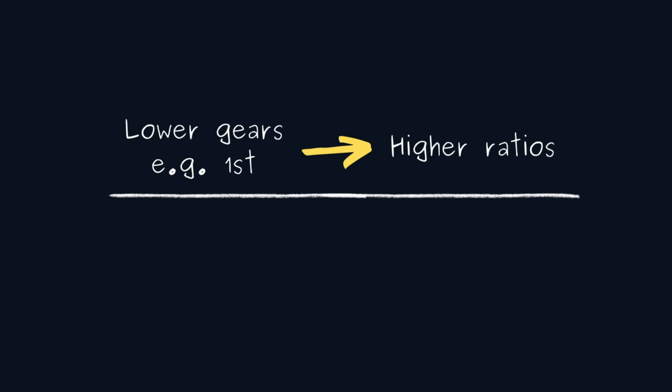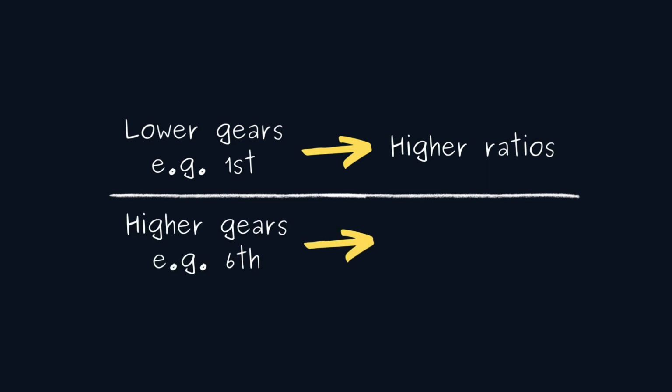The opposite is then true for our higher numbered gears, say sixth. Here we want to be able to reach higher max speeds, so generally these will have lower gear ratios. This can catch people out because we're using the same terms, higher and lower, but in different contexts.